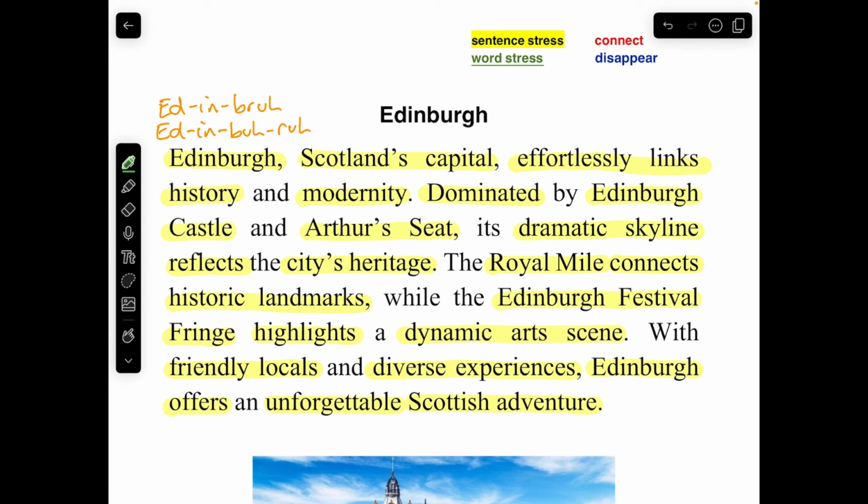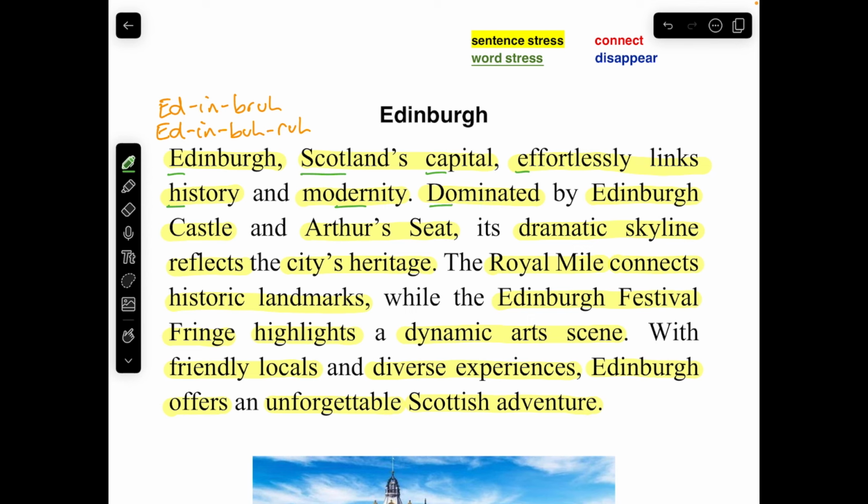Next, we're going to look at word stress. So which syllable needs to be stressed in each individual word. Okay, starting at the beginning, Edinburgh, Scotland's capital, effortlessly links history and modernity.